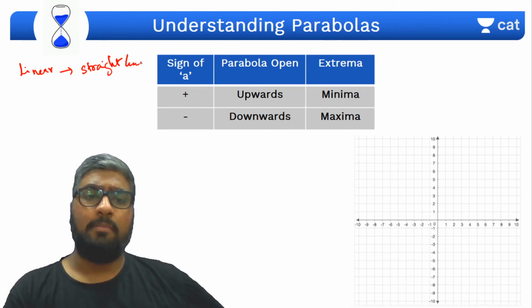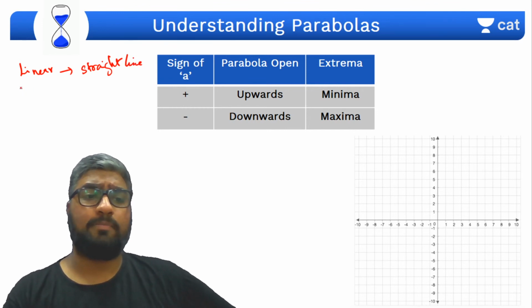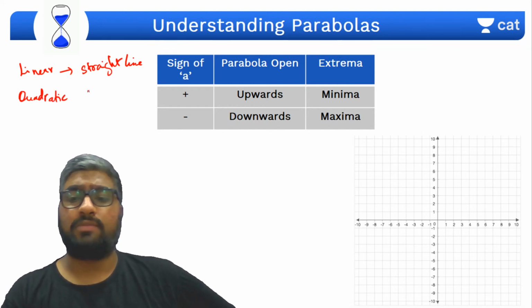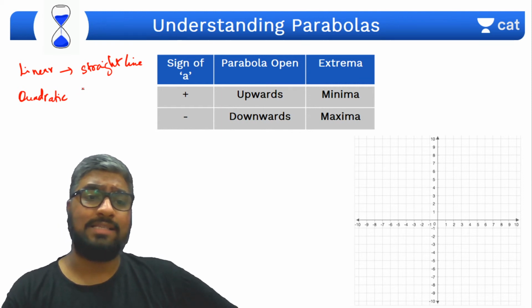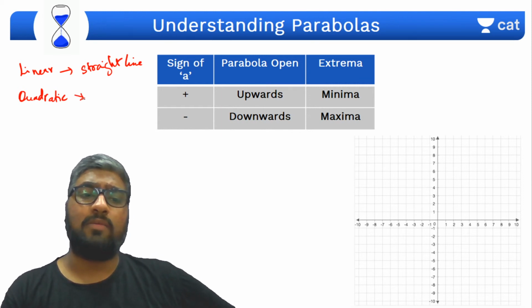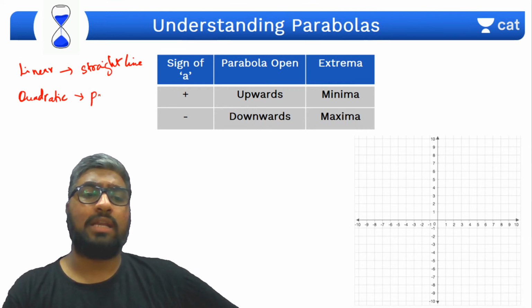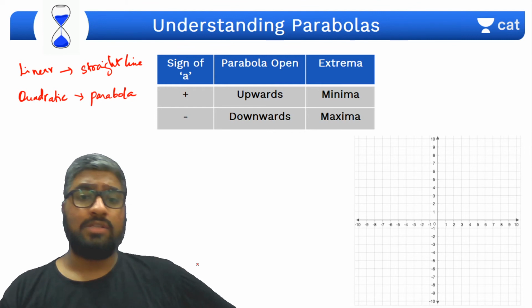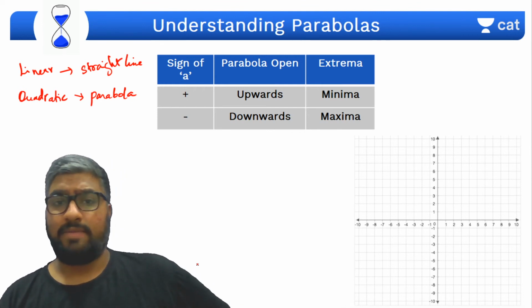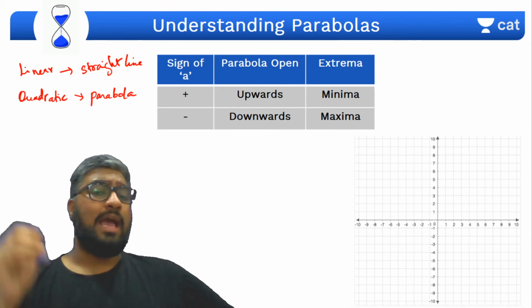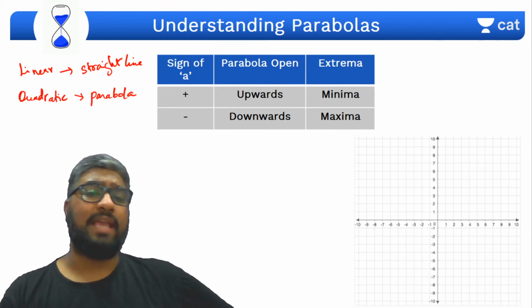Yes, but if you were to plot the points of a quadratic equation, where the value of x would be with respect to the x-axis, and the value of y would be the value of the equation when x is substituted, right? You would not get a straight line, you would get a parabola. So when you get a parabola, there are two ways in which it can open up. One is upwards and the other is downwards. And what decides that is the sign of a.